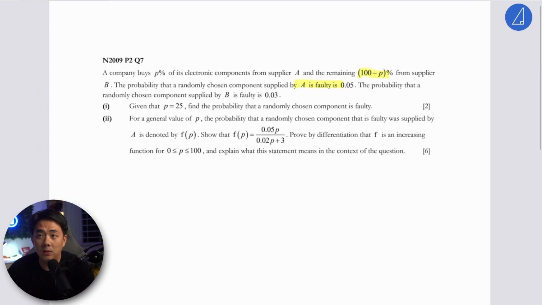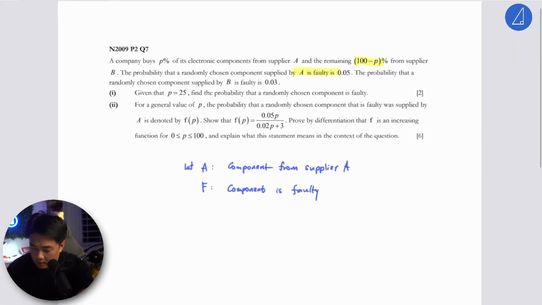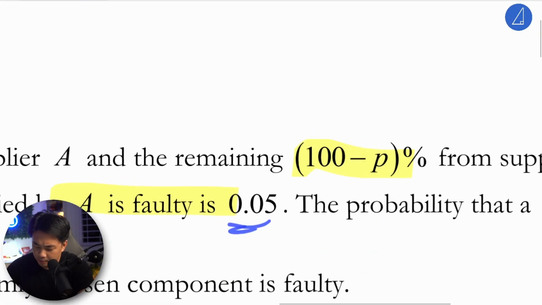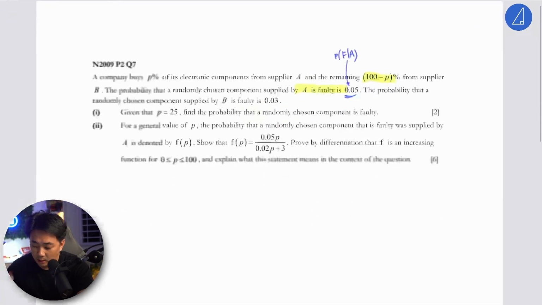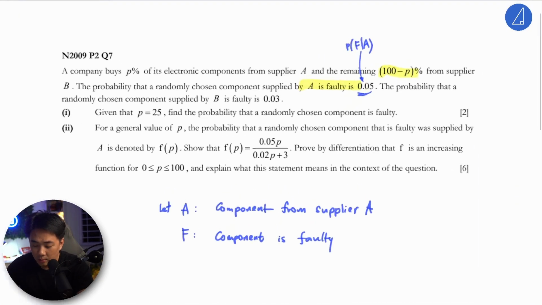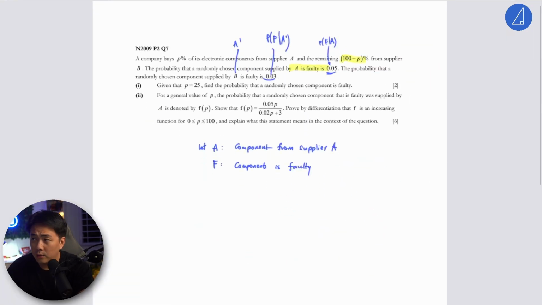So I'm going to name these two events. A is from supplier A and F is the component being faulty. So the randomly chosen component supplied by A is faulty means this over here is P(F given A), under the condition that you're supplied by A. Then the probability that a component supplied by B, meaning A prime, is faulty is P(F given A prime). So that's that. Draw the tree diagram, I think it will help.